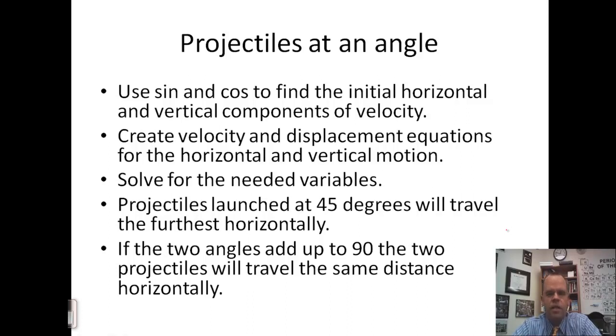A couple of key things that we'll see in the lab that we do later in this quarter is that projectiles launched at an angle of 45 degrees will travel the furthest. That's an important point to remember. And that if two angles add up to 90 degrees, two projectiles fired at the same velocity at those two angles will go the exact same distance. So if one is fired at 60 degrees and one is fired at 30 degrees, they will both land the same distance away. If one's fired at 10 and one at 80, they'll both land the same distance away. If it adds up to 90 degrees, the range or horizontal distance will be the same.